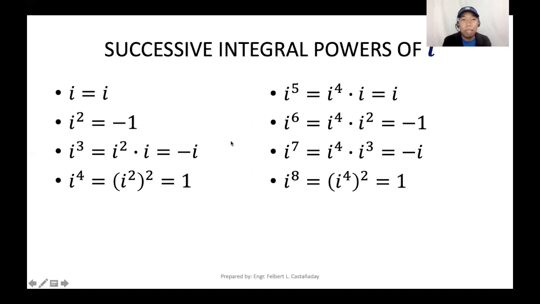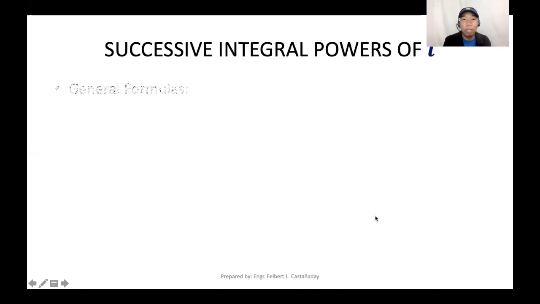So what have you noticed? It's alternating: you have i, negative 1, negative i, 1, and then again i, negative 1, negative i, 1. So we can actually have a formula for evaluating i with a given power.